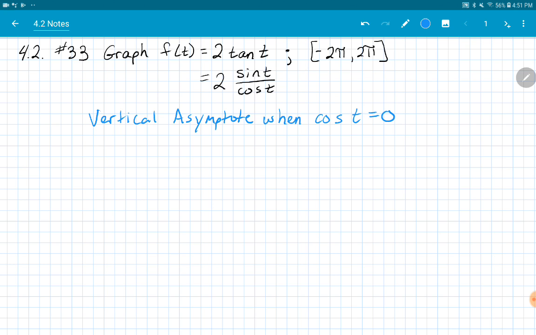So thinking back to my unit circle, cosine of t is that x part of the unit circle. So cosine of t is 0 at pi over 2 and 3 pi over 2. And we're looking at this whole interval, so we're also going back one whole period. So that will also include negative pi over 2 and negative 3 pi over 2. And that's the 4 vertical asymptotes we have in that interval. So I can go ahead and draw those.